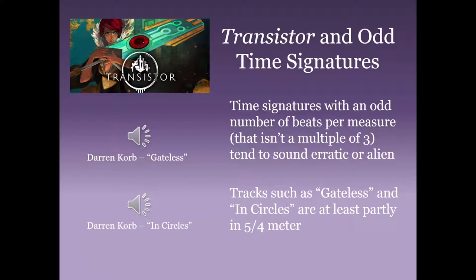A couple of these tracks are in 5-4 meter, at least partially, so they have 5 beats per measure. The way you hear a measure in music, without looking at the sheet music, is you usually listen for when it sounds like a certain phrase has ended and a new one has begun or repeated. I used Gateless in this example because every time the measure ends, the phrase loops. So you'll be able to hear where each measure starts and ends, and you should be able to theoretically count the 5 beats in each measure. So I'll just play that.